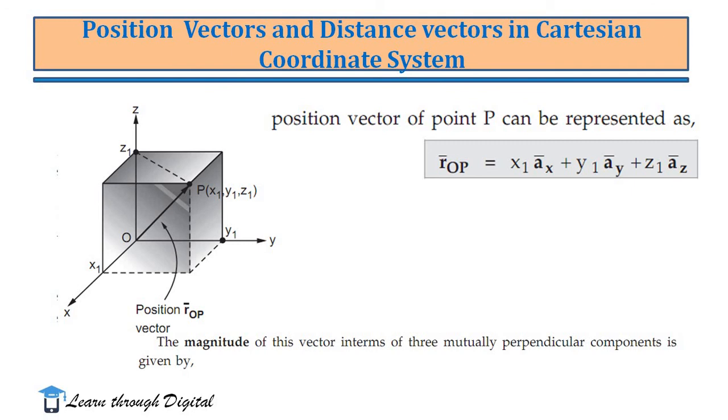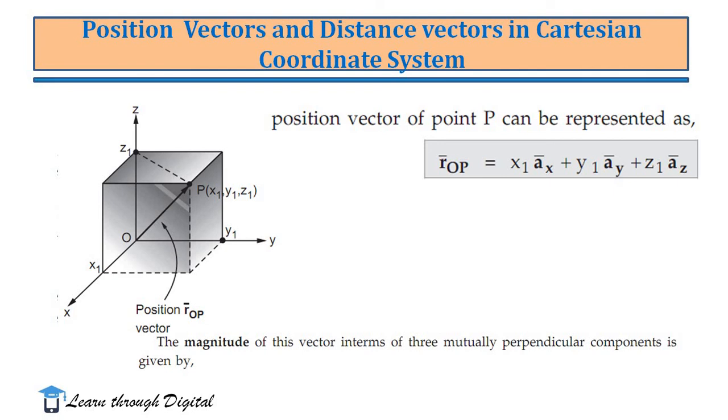Consider a point P(x1, y1, z1) in Cartesian coordinate system as shown in this figure. Then the position vector of point P is represented by the distance of point P from the origin directed from origin to point P. This is also called radius vector. This is represented in this figure. The position vector is directed from origin to the point P. Origin to the point P is called as a position vector.